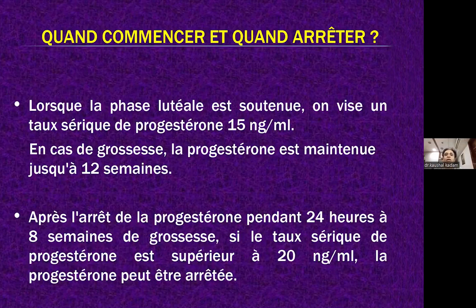And what they found is, when the luteal phase is supported, a serum progesterone of 15 nanograms per ml is aimed for. So if pregnancy ensues, then progesterone is continued up to 12 weeks. After stoppage of progesterone for 24 hours at 8 weeks of pregnancy, if the serum progesterone level is more than 20 nanograms per ml, then the progesterone can be discontinued. So what we want is an ideal level of around 15 nanograms per ml of progesterone.